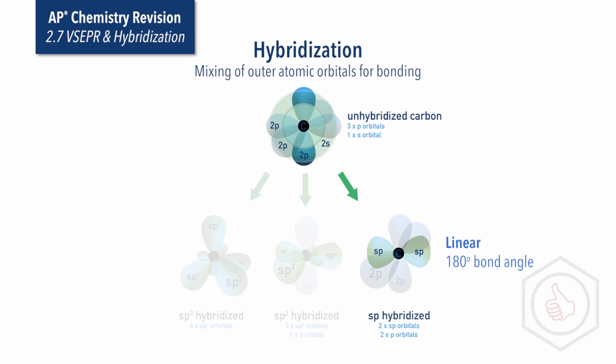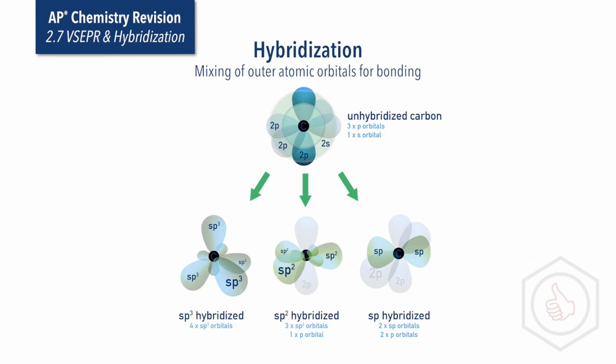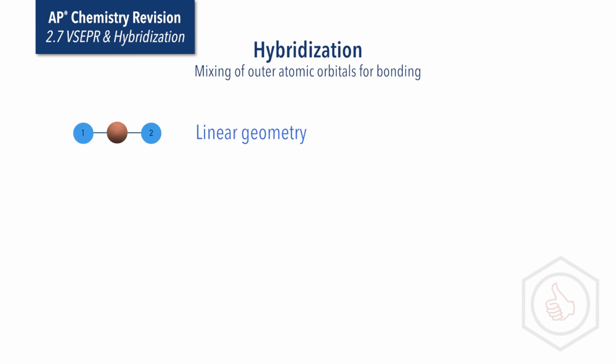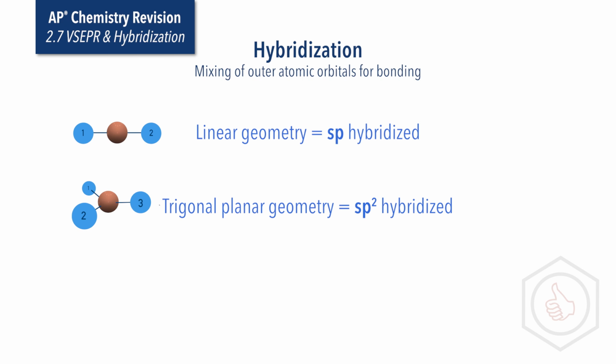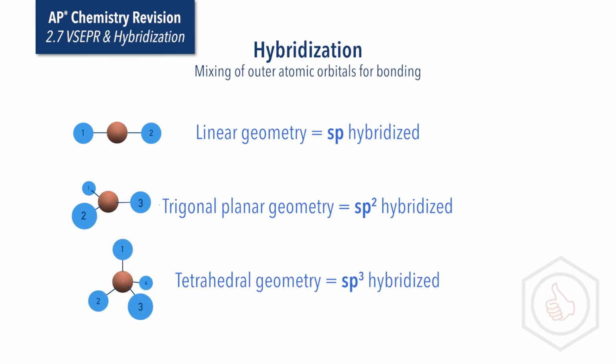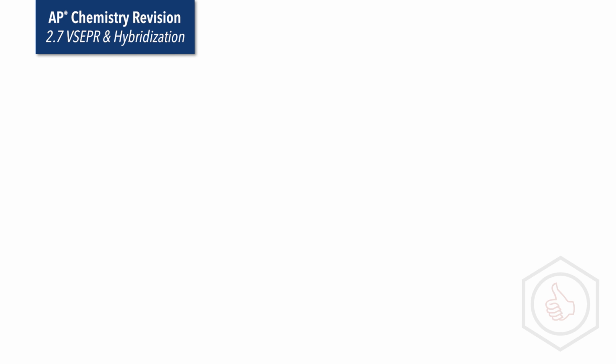Because of this pattern, we can very quickly determine the type of hybridization a central atom in a molecule has based on its molecular geometry. If it's linear, that would mean sp hybridized. If it's trigonal planar, sp2 hybridized, and if it's tetrahedral, sp3 hybridized. Outer d orbitals can get involved in hybridization as well, but we don't need to worry about that at this stage in the course. We can classify covalent bonds as being either sigma or pi bonds.